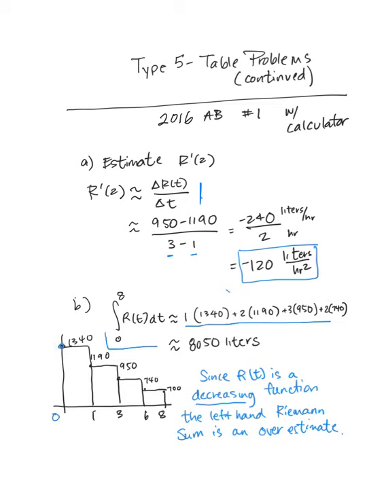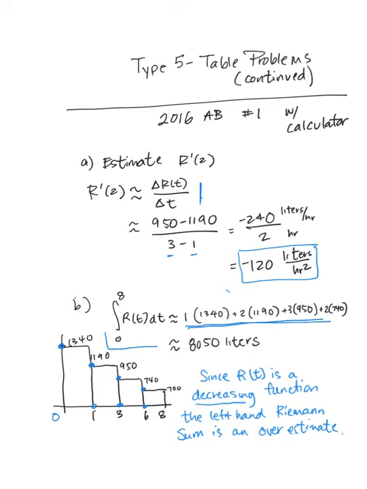And so our first height is 1340. Our second height at t is 1 is going to be 1190. Then at t is 3 we have 950. T is 6 we have 740. And those are going to be my 4 rectangles. You can use the calculator or just leave them in unsimplified form, but that's 8,050 liters.